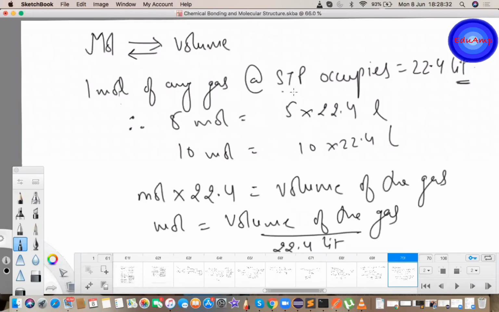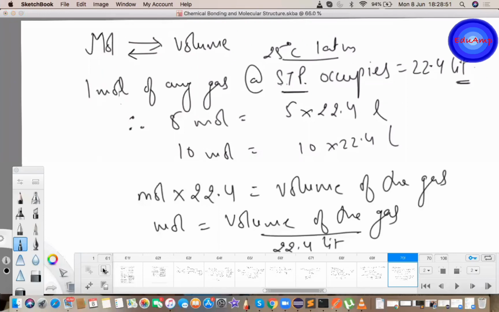Here I had written STP. STP is standard temperature and pressure. That is, temperature is 25 degrees Celsius and pressure is 1 atmosphere. This is considered as STP. I hope everyone is getting my point.